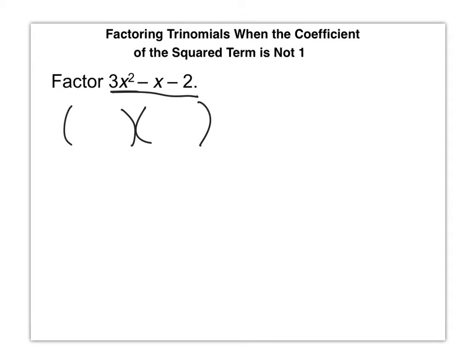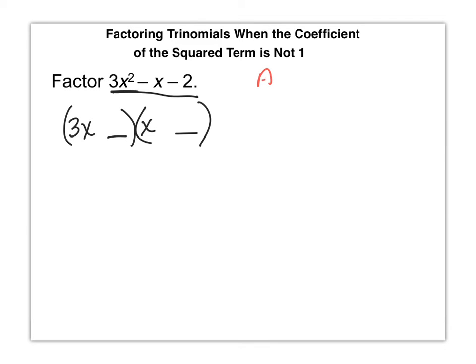So the way you get that first term can be written as 3x times x, getting the 3x squared, and then the way you get that last term from negative 2 could be negative 1 times a positive 2, or negative 2 times a positive 1. But the process involves guessing and checking your work using the FOIL. So rather than do the guess and check process, because it's not always efficient, I want to present here the AC method for factoring trinomials when the coefficient of the squared term is not 1.